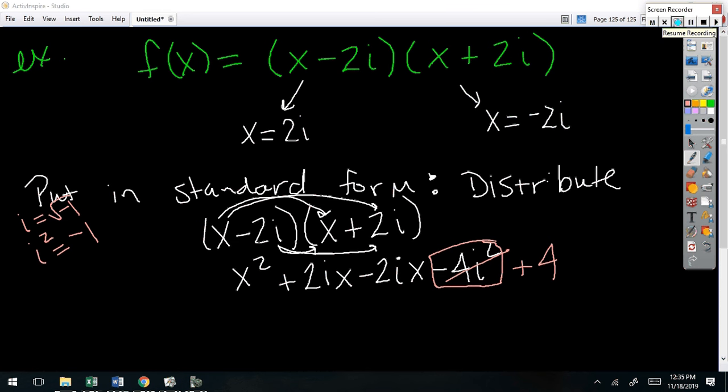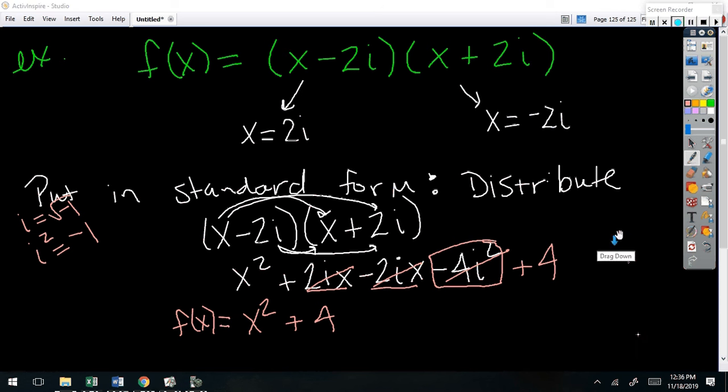All right, so look what happens here. This is where the magic happens. X squared, 2ix, and negative 2ix is what? They cancel. Plus 4. Now, think about this graphically for just a minute. We all agree it's a quadratic? Mm-hmm. Which way does it open, up or down? Up, right? Because it's positive.